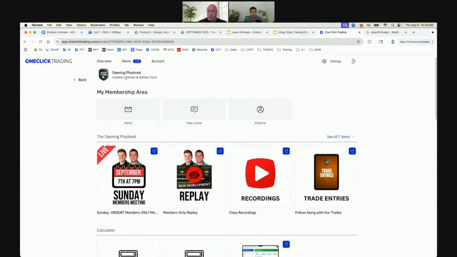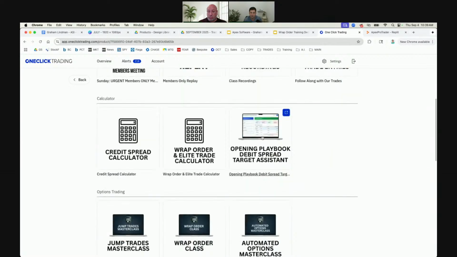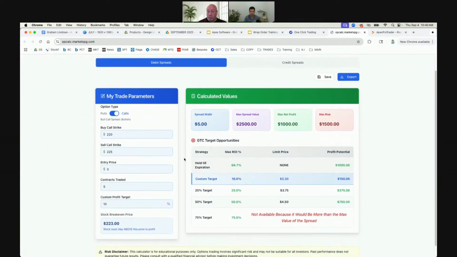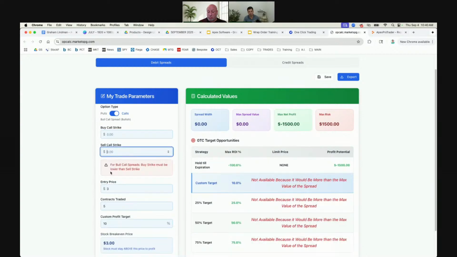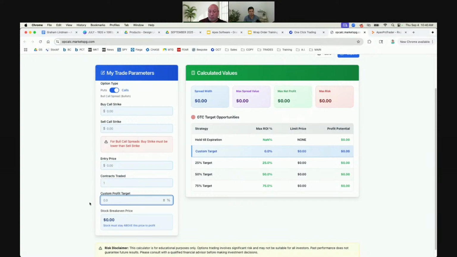In the opening playbook members portal, if you come here to the calculator portion, this is the old one that I made, and then Nate made a cool new one. Just use this opening playbook debit spread calculator because it'll do it all for you, and it looks much prettier, in my opinion. But here you can enter in all of the information of the option you're trading, the entry price, the contracts you're trading, and if you want to use a profit target, which we'll cover in a moment, you can do that too.